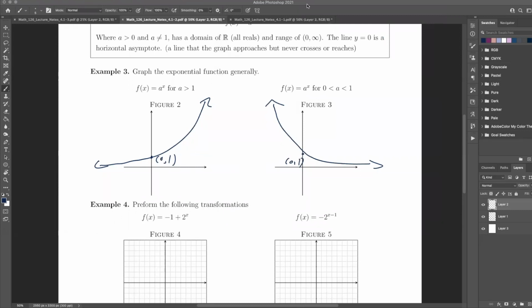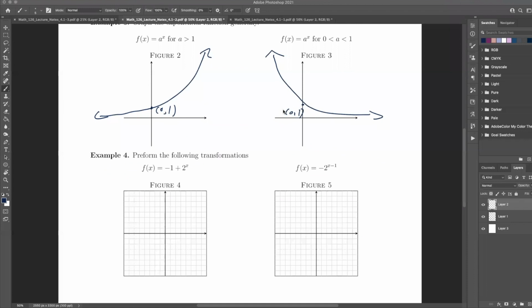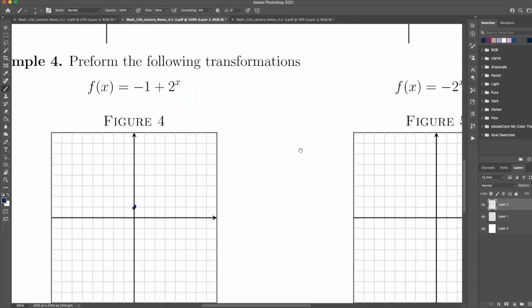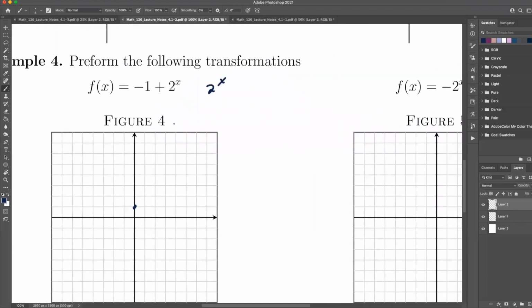Okay. All right. So let's do 2 things real quick. Perform the transformations on the following. So what are we doing here? We're just moving this down by 1. That's all we're doing. We're taking 2 to the x and moving it down by 1. So the point I always move, let me just graph 2 to the x right here.